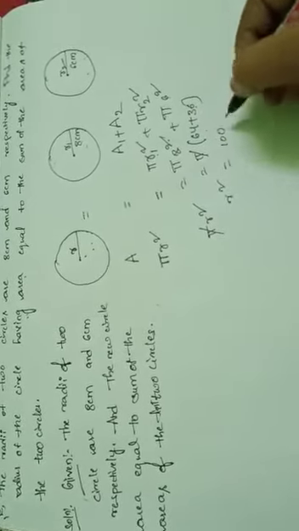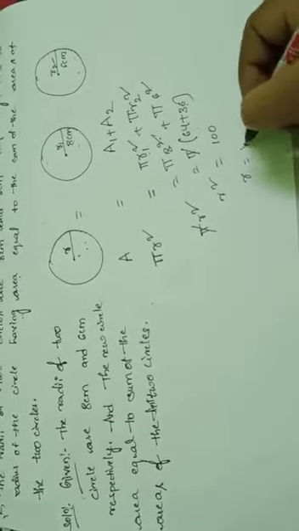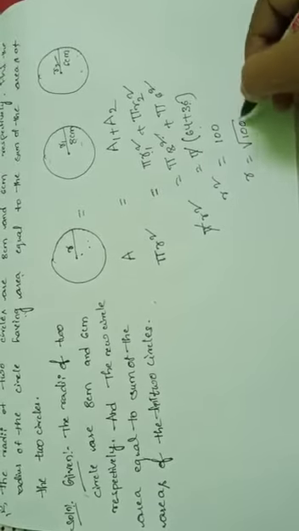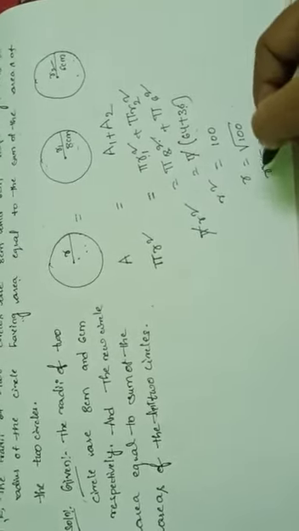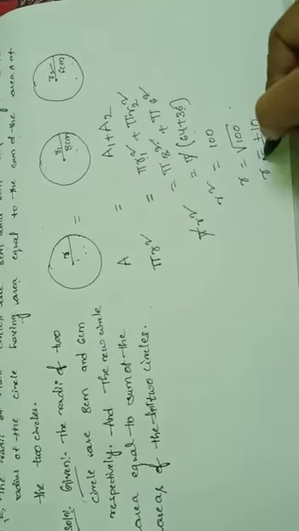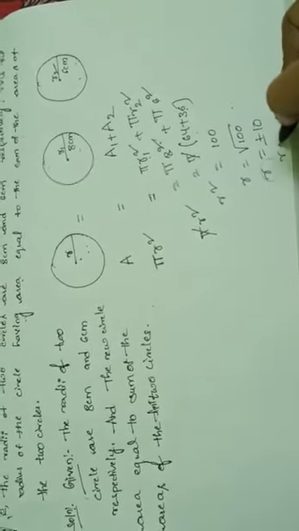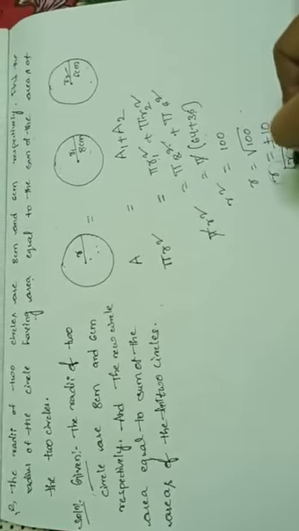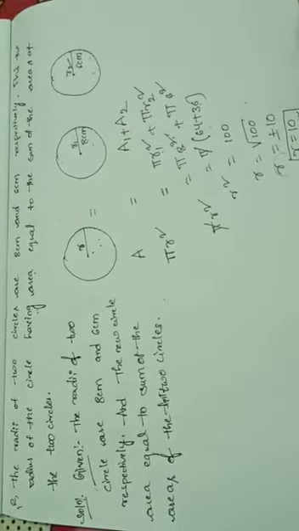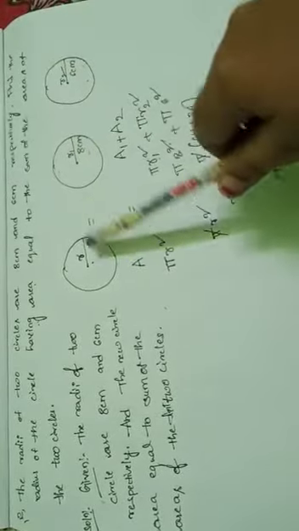It gives 100. R equal to root of 100, which is equal to plus or minus 10. Radius never be negative, so take positive 10. Therefore, radius of the new circle equal to 10 centimeters.